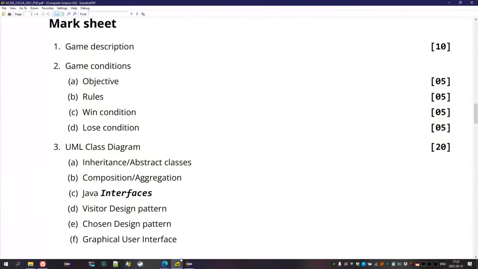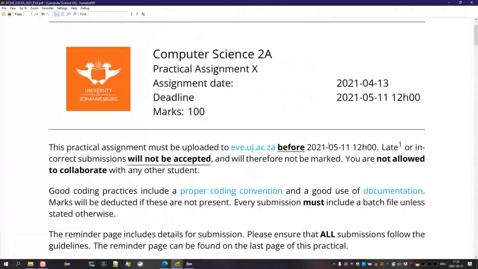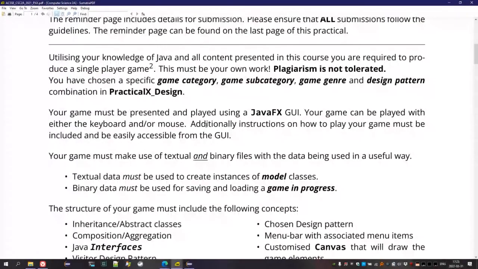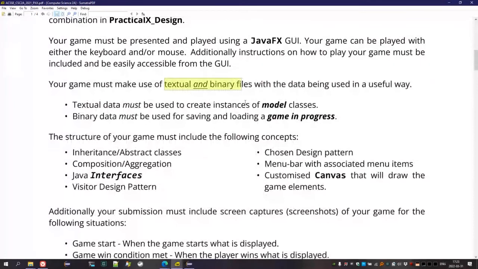What you actually have to do is then build that game, build that system. It has to be a JavaFX graphical user interface, because that's how the user is going to actually play or interact with your game. And you have to use both text and binary in some sort of way. Text files and binary files.